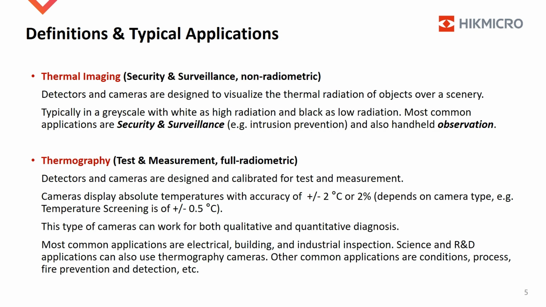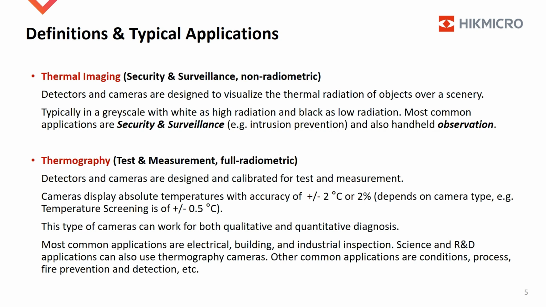The second is thermography. This is full radiometric. Test and measurement are the major concerns. Detectors and cameras are designed and calibrated for test and measurement. Cameras display absolute temperatures with usual accuracy of ±2 degrees Celsius or 2%. The accuracy depends on camera type. For example, temperature screening cameras should have an accuracy of ±0.5 degrees Celsius. This type of camera can work for both qualitative and quantitative diagnosis.